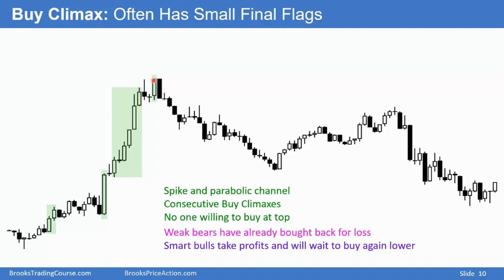They don't want to get out and then buy 1 bar later. A strong bull getting out is only going to buy again 5 or 10 bars later. He wants to see if the bears can reverse the market. If the bears fail to reverse, then the bulls will buy. Here, the bears did a very good job reversing.